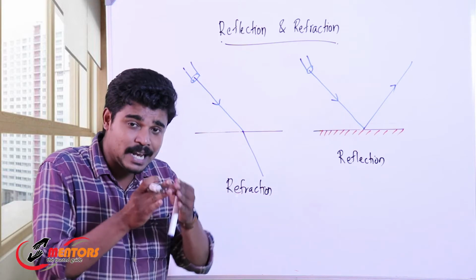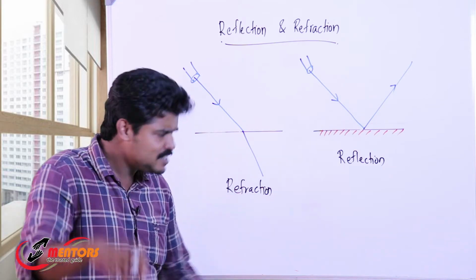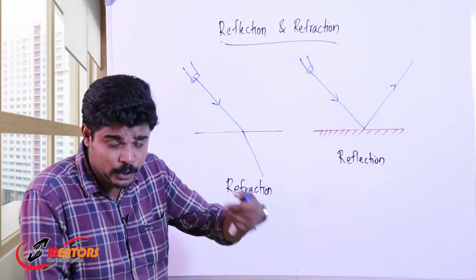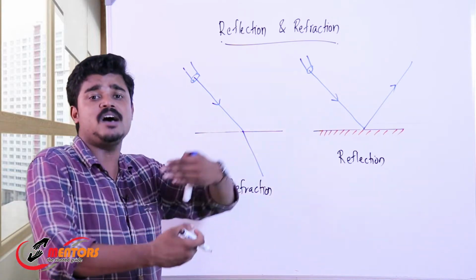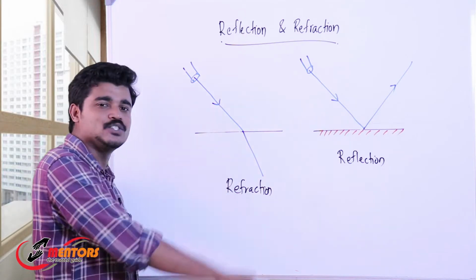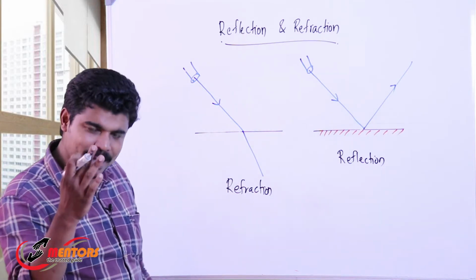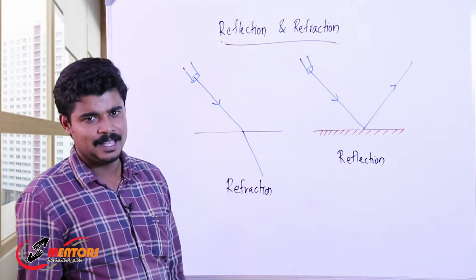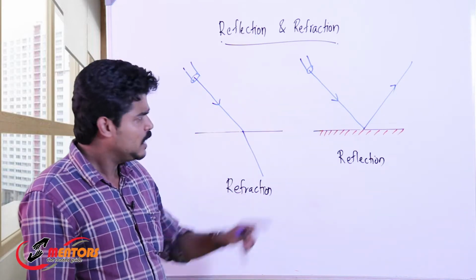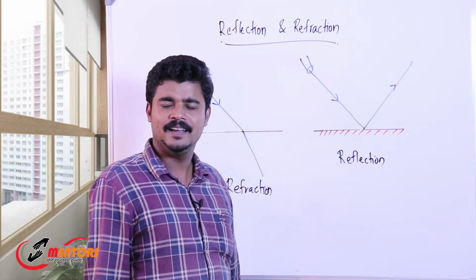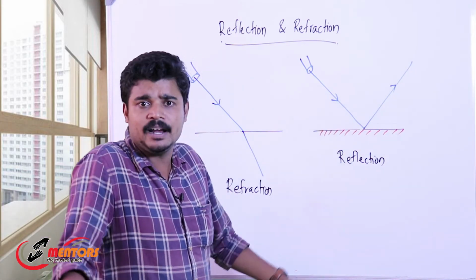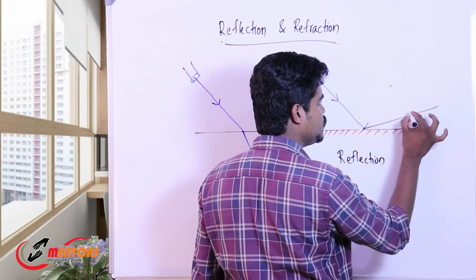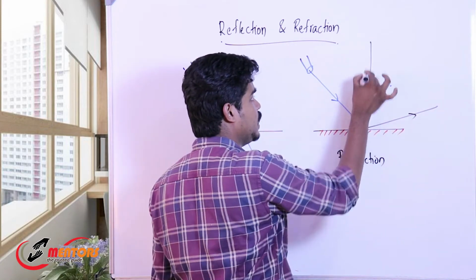If the light is returning back to the same medium, we can say it is reflection. If the light is coming from one medium and going to another medium, or passing through it, it is known as refraction. This is the basic concept. But wait, one more thing. You can see here there is a V shape. Why can't I draw it just like this, or like this?